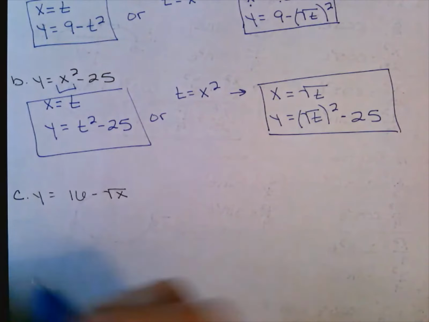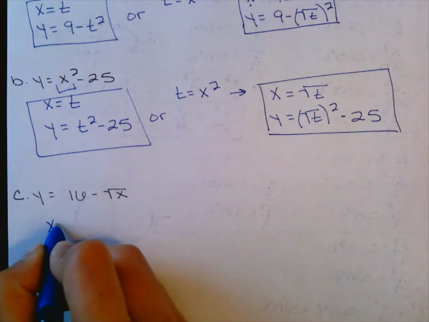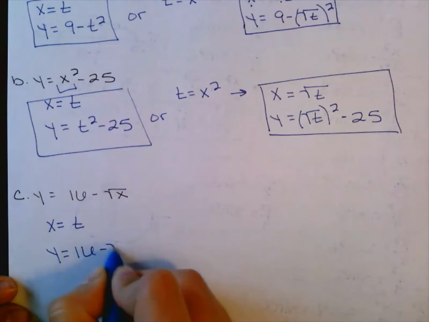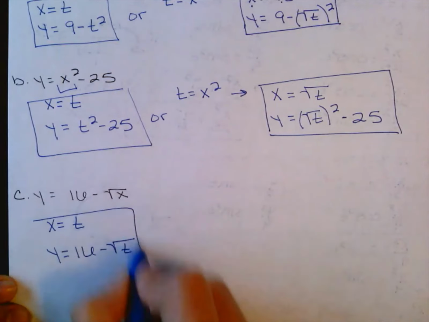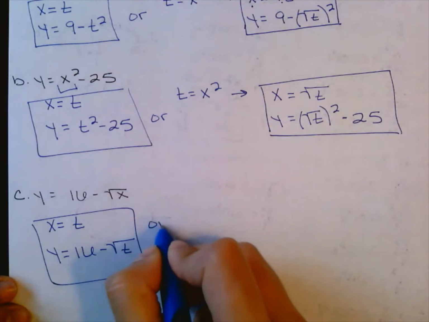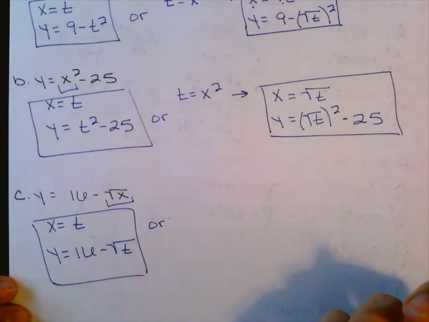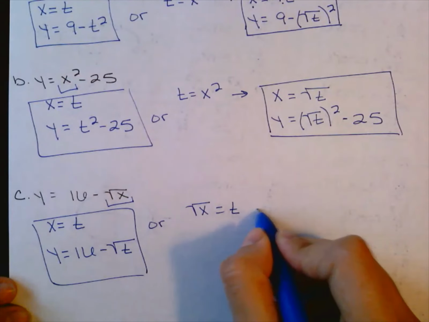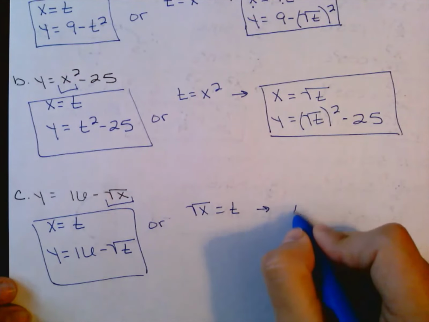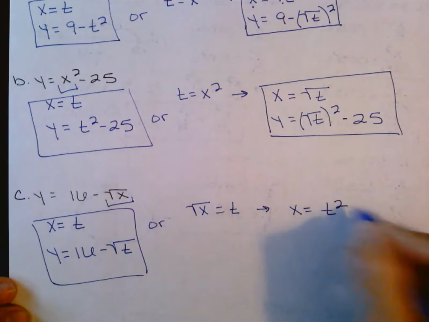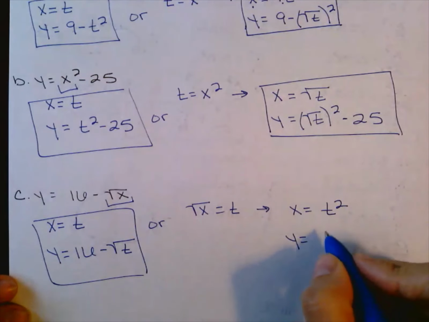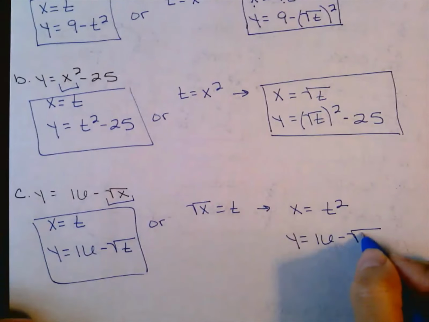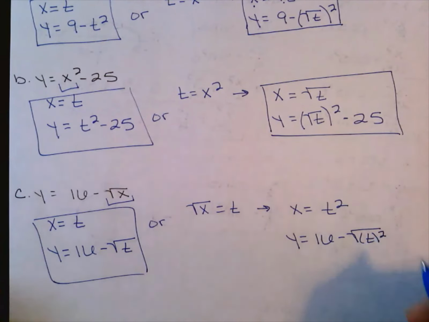Last one. It could be as easy as replacing the x with a t, and then I put that t exactly where the x was. Or I can get a little more complicated and work on replacing that whole thing and say square root of x equals t. Then I have to isolate the x and say that x equals t squared. And then in my equation of y, where I had the x, I'm going to put what x represents. And you're done.